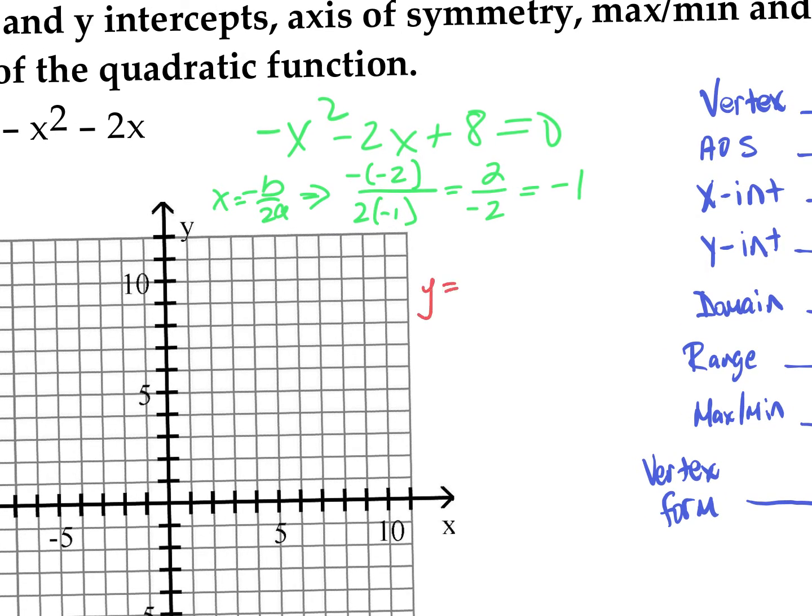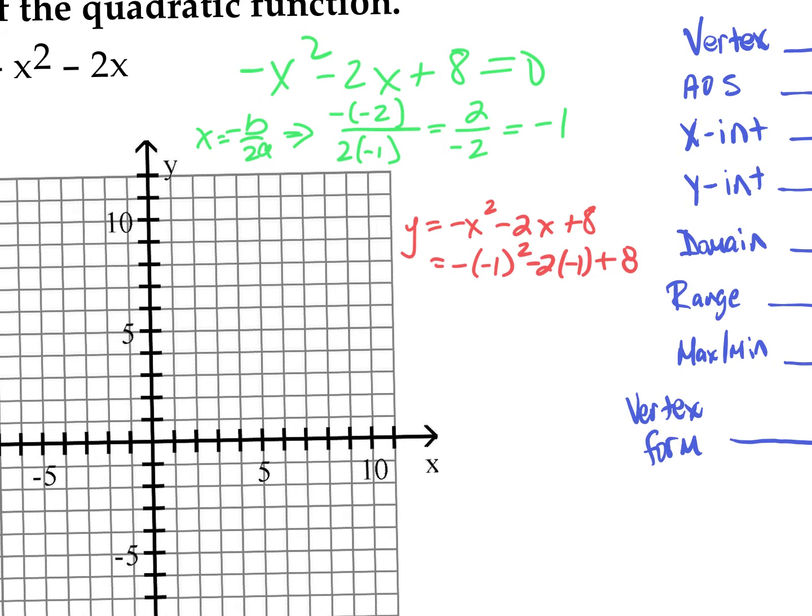So y equals negative x squared minus 2x plus 8. So I have negative 1 squared minus 2 times negative 1 plus 8. What is negative 1 squared? Positive 1. Then I have that negative sign in front, so it's negative 1. What's negative 2 times negative 1? Positive 2, plus 8. Negative 1 plus 2 is 1, plus 8 gives you 9.